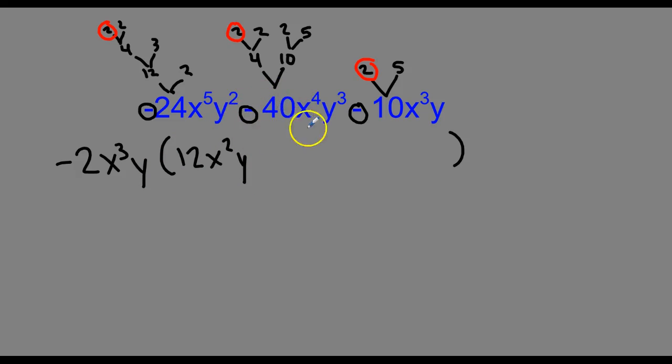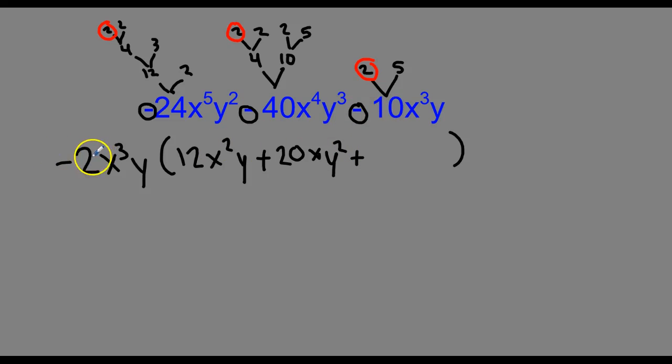Next term, we know it's also going to be positive because we already sort of pulled out that negative. What do we need to multiply 2 by to get 40? Well, that's 20. What do we need to multiply x cubed by to get x to the fourth? Well, that's just x. What do we need to multiply y by to get y cubed? That's y squared.